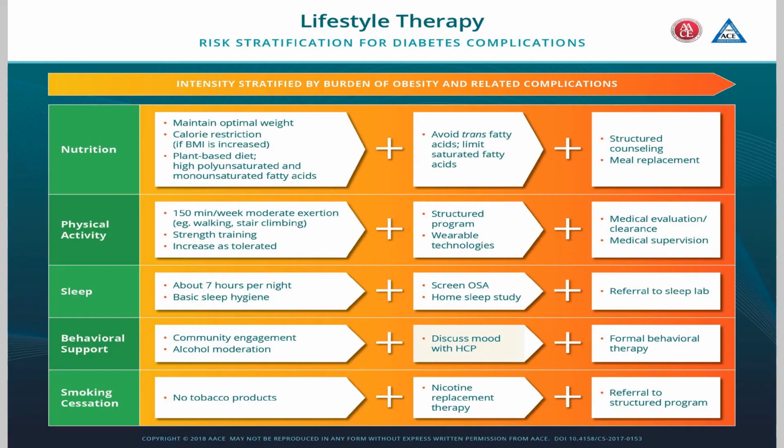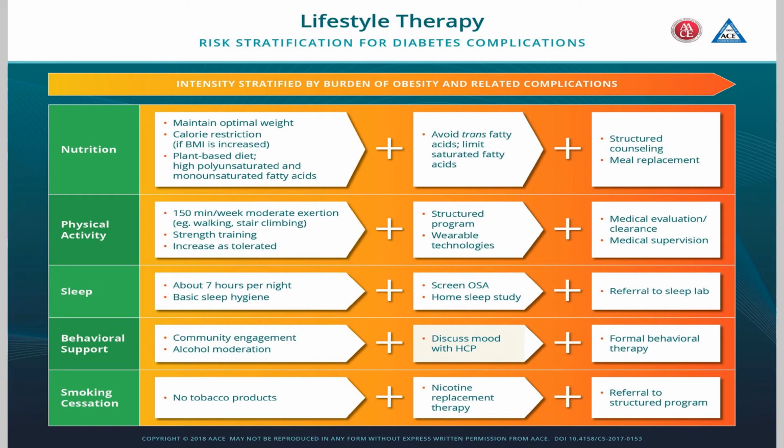Treatment. So first we're going to want to try to have them make lifestyle changes. We want them to be aware of good nutrition. If they are obese, we want them to try to work towards getting down to an optimal weight, although even slight weight reductions can be helpful.